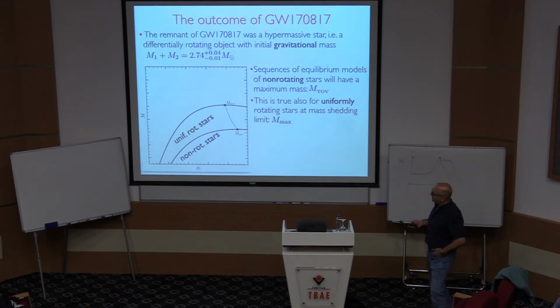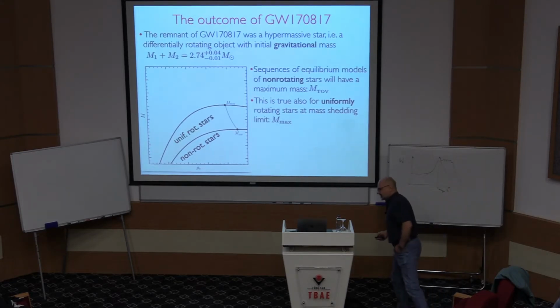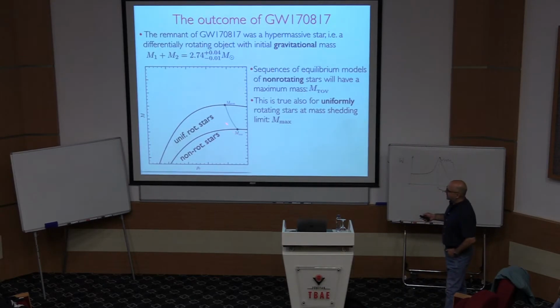These are shown over here. In principle, it should be green. It's certainly green on my screen. You don't see it. But between these two curves, there are all the solutions of stars that are uniformly rotating. As you can see, they can sustain more mass.